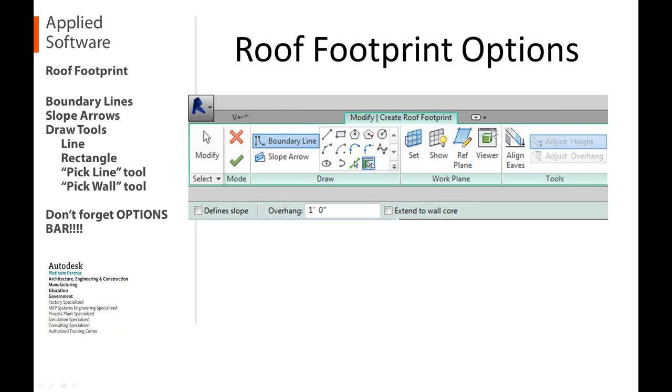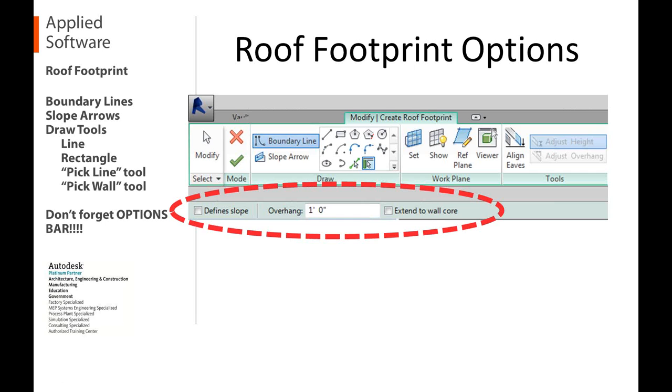and this little button right here called pick wall. There's a specific reason why we have those, as well as the boundary line and slope arrow. We'll talk about that. And I always seem to forget about talking about this options bar right here. Settings in here that we go to often when we're working on our roof.